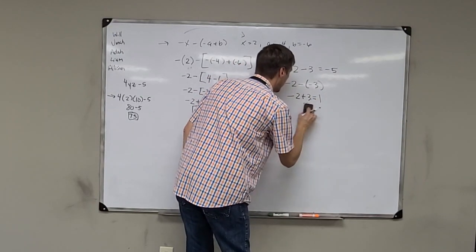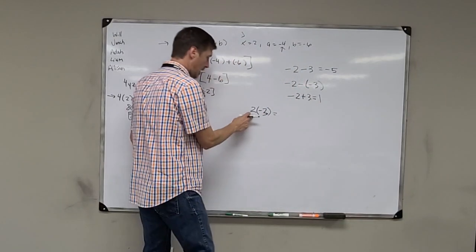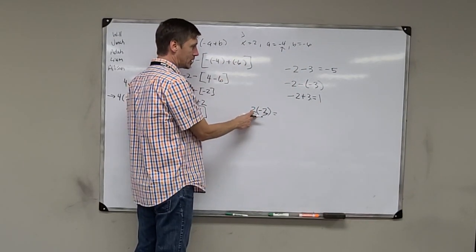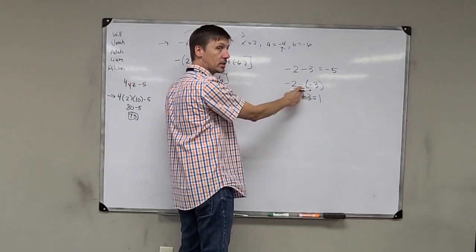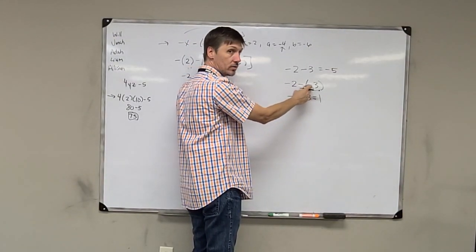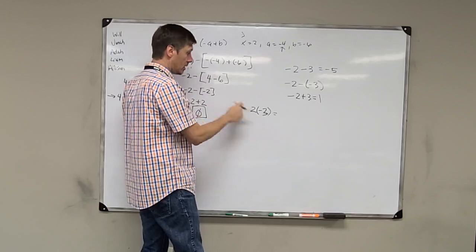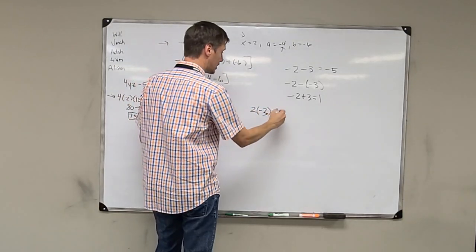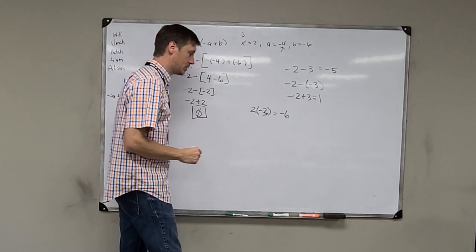Instead of the 0 I've got there, but this time, we've got the number actually right next to the parentheses. See, we don't have the number right next to the parentheses here. We have a sign next to the parentheses. Do you see the difference between this and this? And so when we've got the number right next to the parentheses, that means multiplication, so this is negative 6.